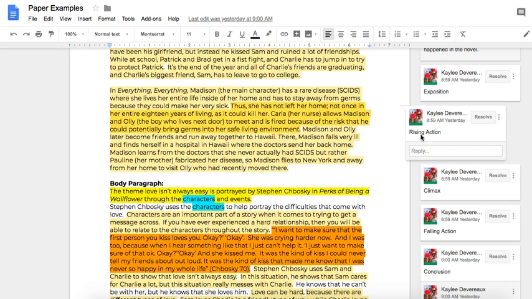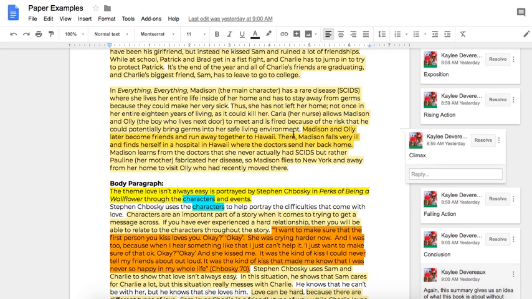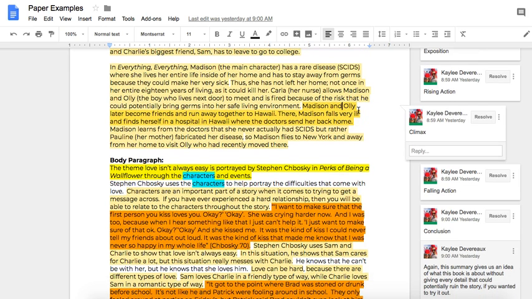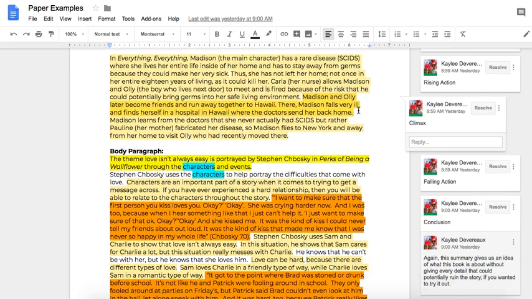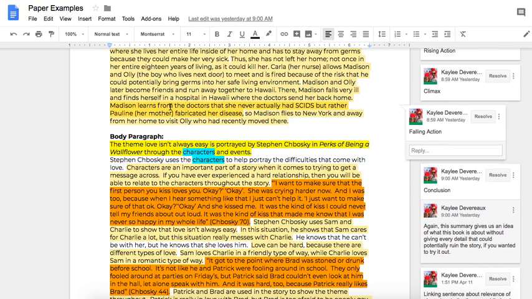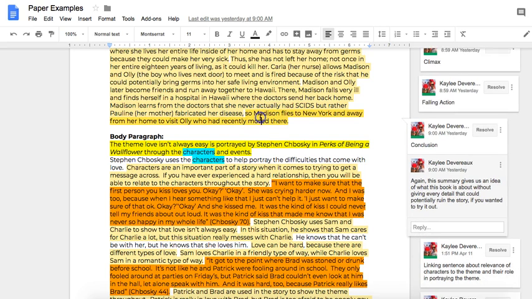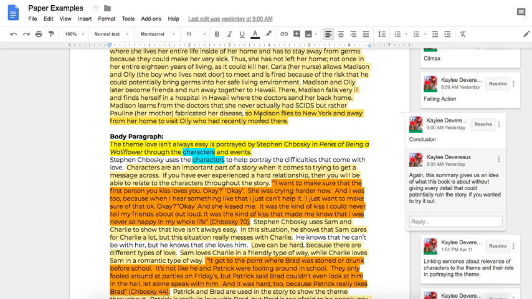We think, okay, she's met somebody and her nurse was fired because of that, so there's probably going to be conflict around this meeting or something to do with rebelling against these germs. Madison and Ollie later become friends and run away together to Hawaii. There, Madison falls very ill and finds herself in a hospital in Hawaii where the doctors send her back home. So the climax, she ran away, she got sick. Madison learns from the doctors that she never actually had SCIDS, but rather Pauline, her mother, fabricated the disease. So now we've got a falling action, the result of the climax. So Madison flies to New York and away from her home to visit Ollie, who had recently moved there.